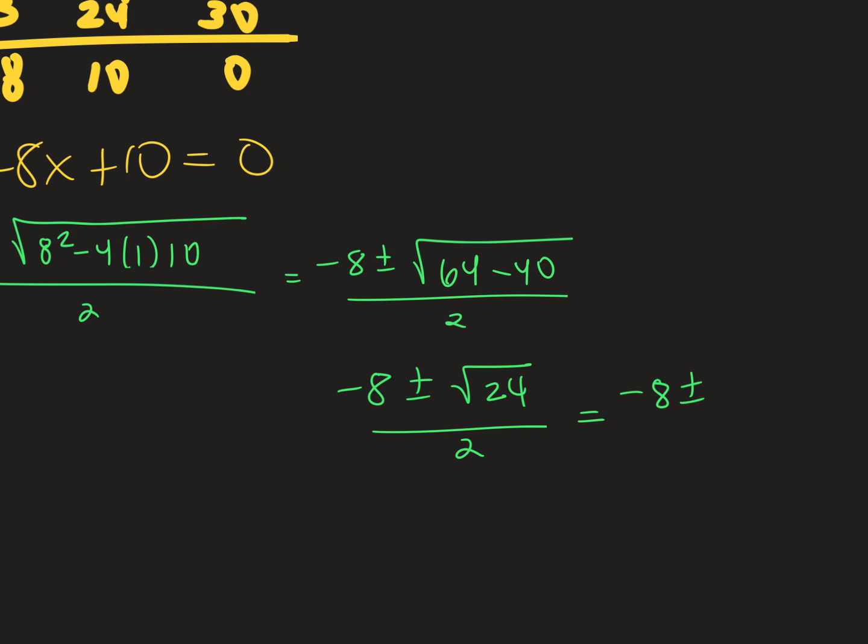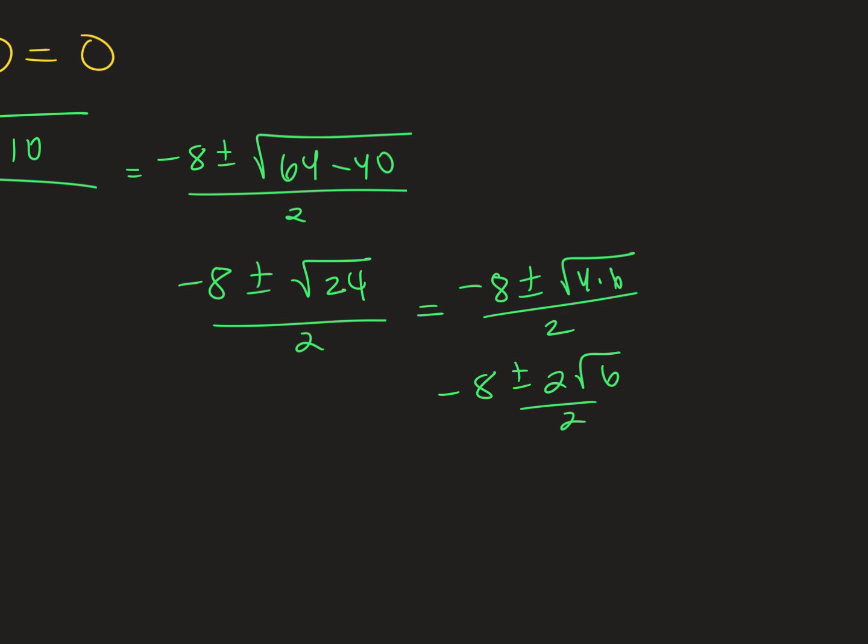Negative 8 plus or minus. What can I break 24 into? 4 and 6. Negative 8 plus or minus 2 root 6 over 2. And this is where we fall apart. We don't know how to simplify this. Best thing to do is take out the GCF. What do they have in common in the numerator? A 2, right? Can 2 go into 8 and 2 go into 2? So take out the 2. You're left with negative 4 plus or minus the square root of 6 over 2. And then do you see how the 2's cancel? So they cancel. So you have 2 more answers there.